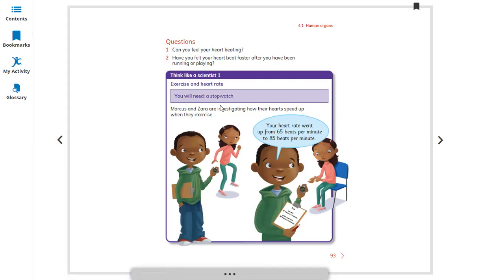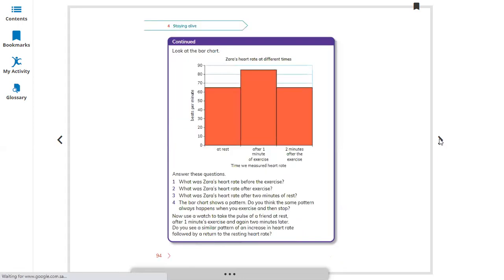You will need a stopwatch. Marcus and Zara are investigating how their hearts speed up when they exercise. Your heart rate went up from 65 beats per minute to 85 beats per minute. For small children like your age, the normal is 65 to 85. So Zara and Marcus are investigating how their hearts speed up when they are doing exercise.